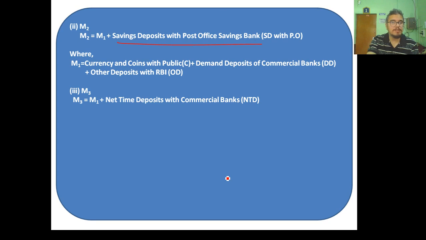Now next is M3. Now in M3 what happens here, also you will see M1. Okay, M1 means this only, C plus DD plus OD. In M1 if we add net time deposits with commercial banks, okay, time deposits with commercial banks, if it is added to M1, then it will give M3. Clear?